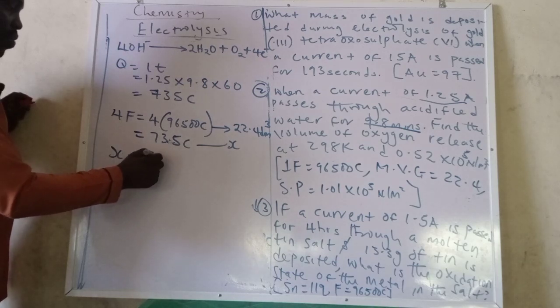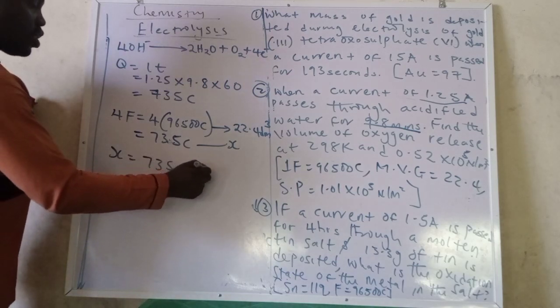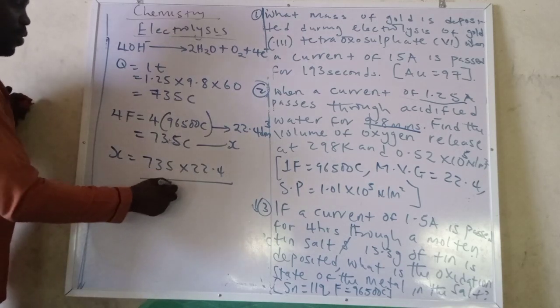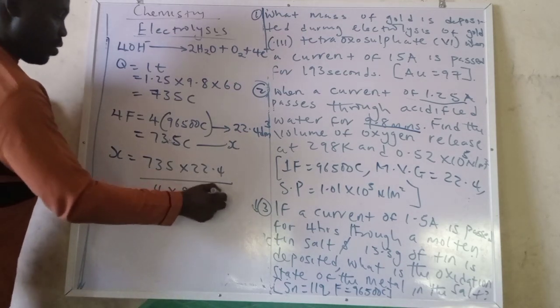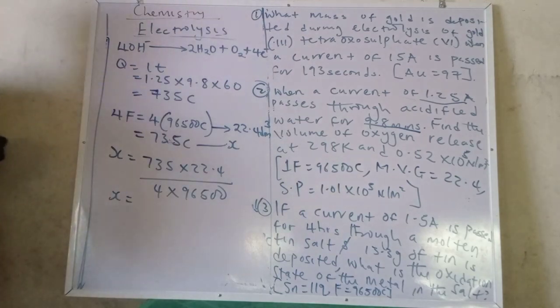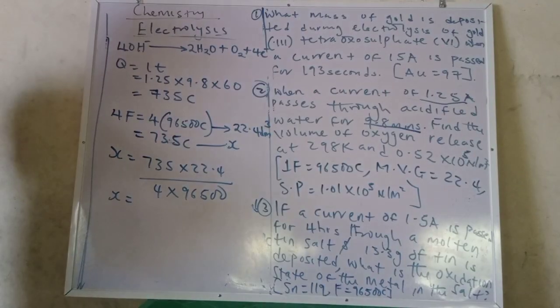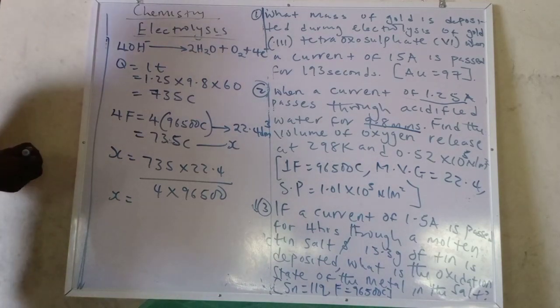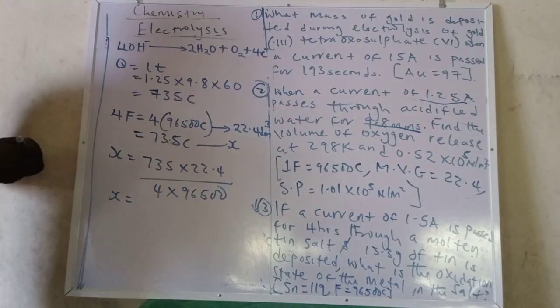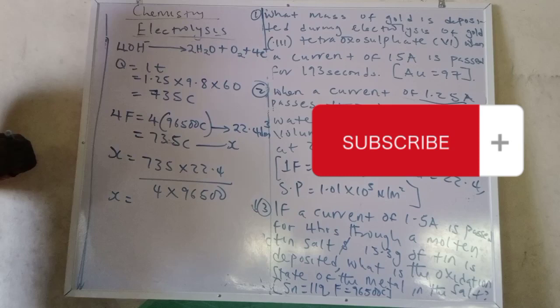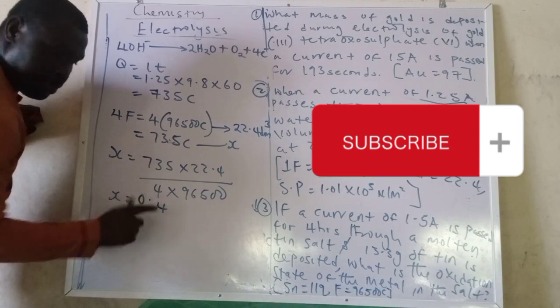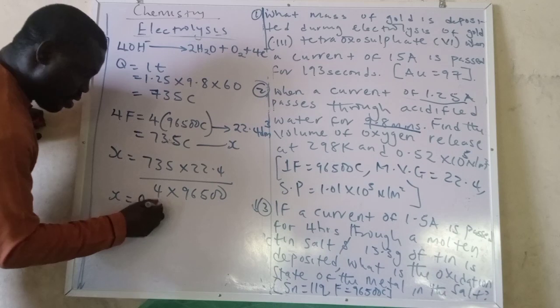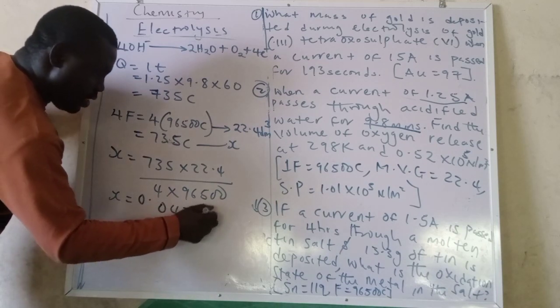So we're going to have 735 times 22.4 over 4 times 9650. So let's see what we are going to have quickly. Please go ahead. 0.6. Please make sure you're sure what you're calling. You're changing the what? Here we have 0.6 dm³.